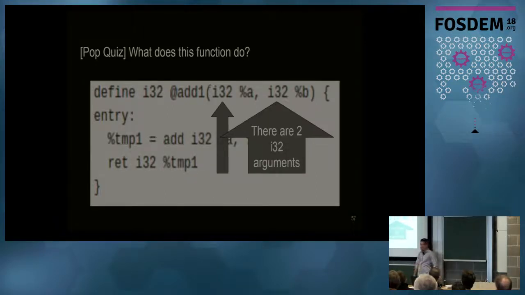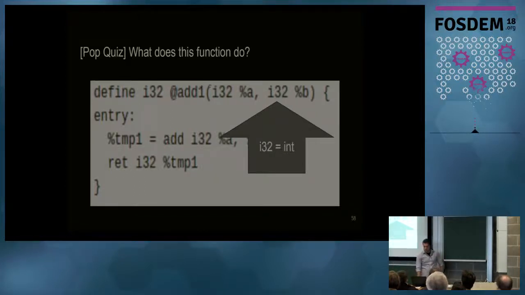And there's 2 arguments. You got it. I32 something, an A and a B. I32 looks like an integer. It's an integer. It's unsigned? Unsigned or signed? Unsigned, yeah.